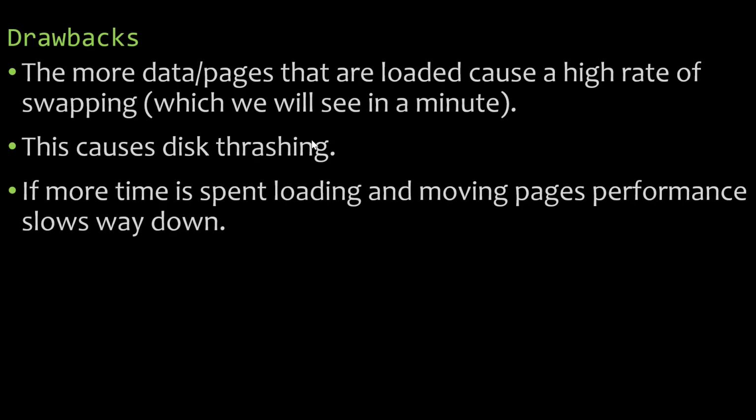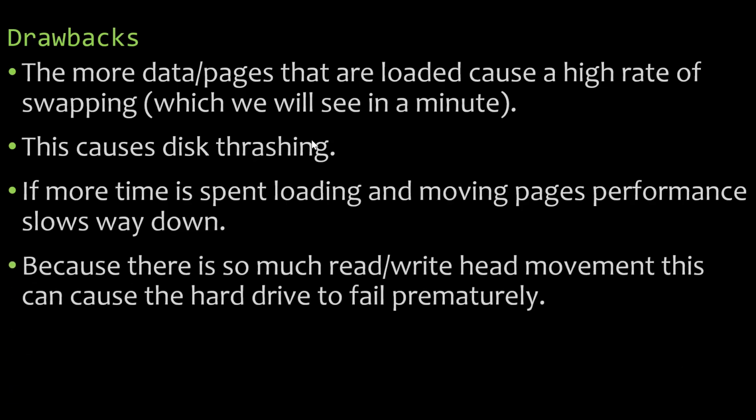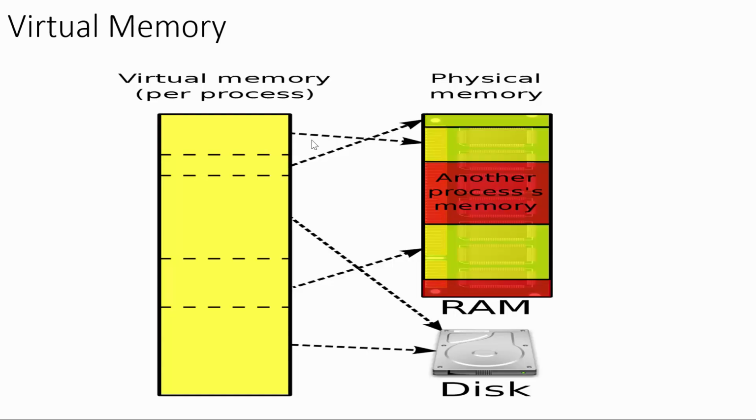It's time to use another piece of RAM. So now we've got to find the piece of RAM that we don't need, put it on the hard drive, search the hard drive for what we need, and put that back onto the RAM. That is disk thrashing, back and forth, back and forth, back and forth. Because there is so much read-write head movement, this can cause the hard drive to fail prematurely, and we don't want that to happen. So here's an illustration.